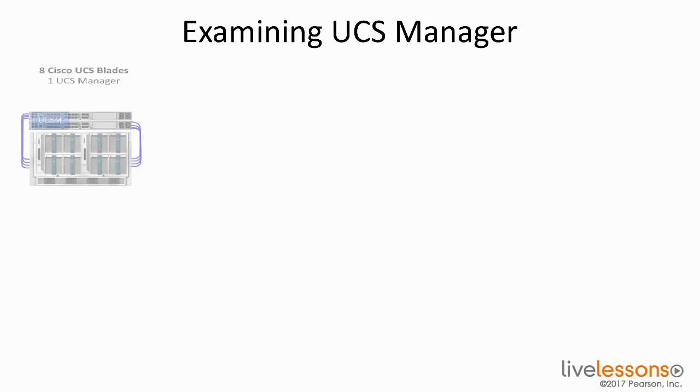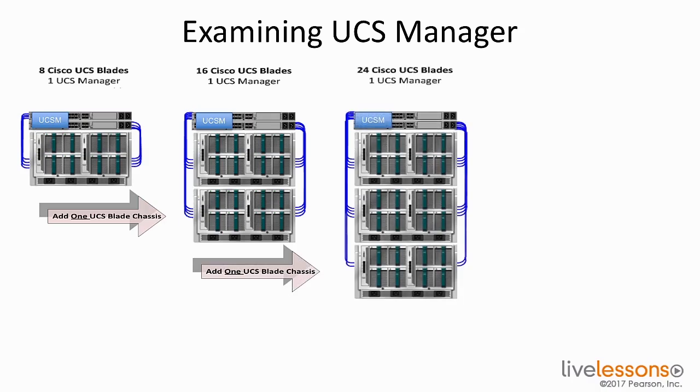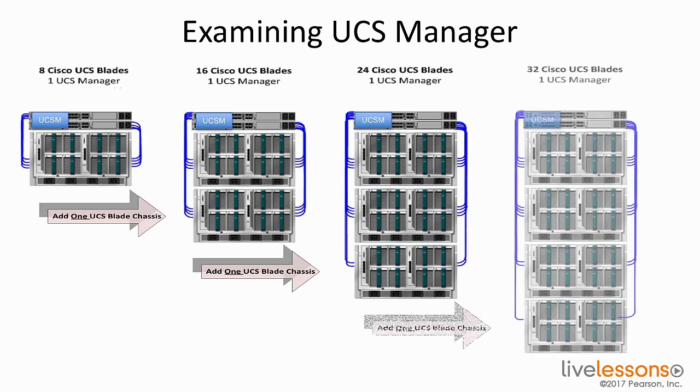So when I talk about one domain, I mean that you can start out with 8 Cisco UCS blades and use one UCS Manager. Later, you can add on another 8 blades, so now I've got 16 blades, and I can still use the same UCS Manager. You guessed it, I can add 8 more blades, and I'm still using the same UCS Manager that I used before. All of this is automatically discovered.